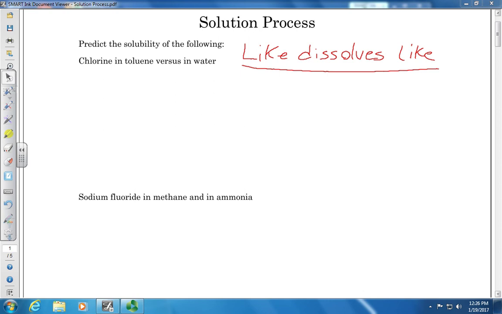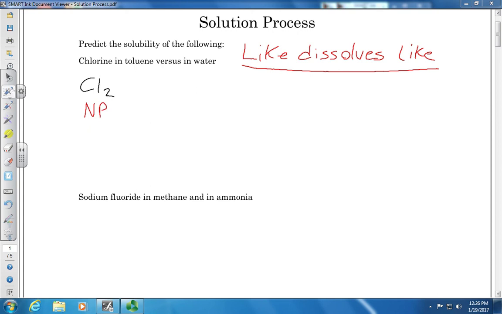So let's take a look at our species here. We have diatomic chlorine. That is very evidently a nonpolar molecule. The two chlorines have the same electronegativity, so there is not even going to be a dipole to draw the electrons to one side or the other. Because there is no dipole, this is a nonpolar molecule. So we're going to mark it as nonpolar, NP.